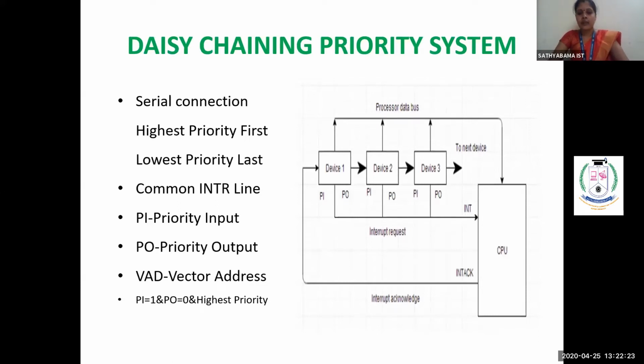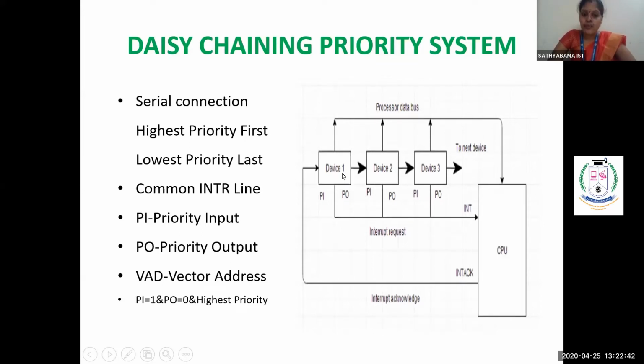I have taken the example of only 3 devices. If you want to connect more than 5 or 6 devices, you will be able to. This is device 1, device 2, device 3. It's all in a serial connection. You have to connect all the devices in serial connection. How do you have to connect?